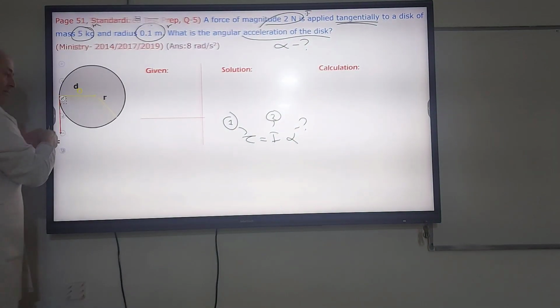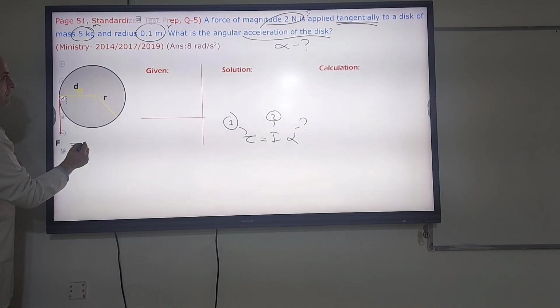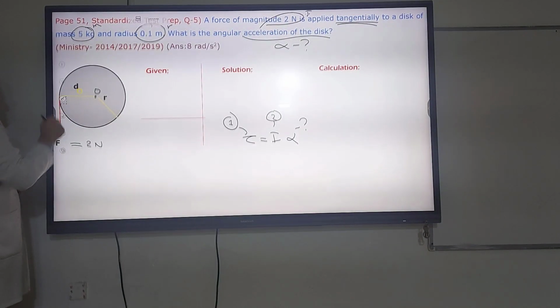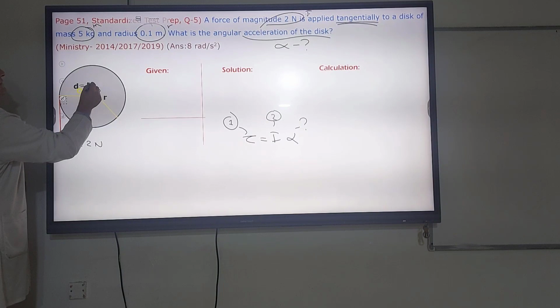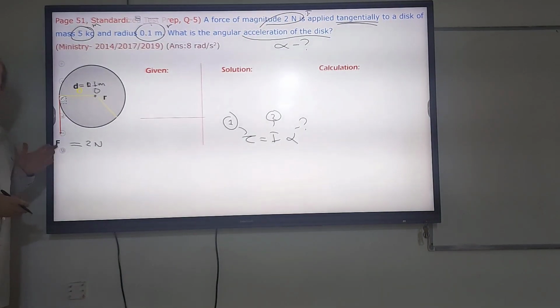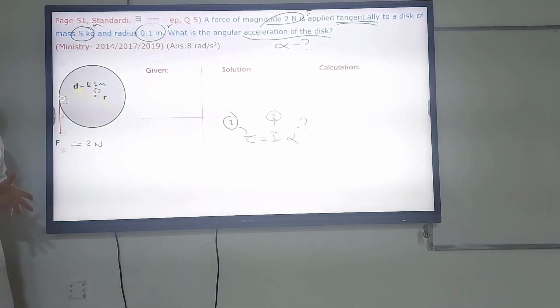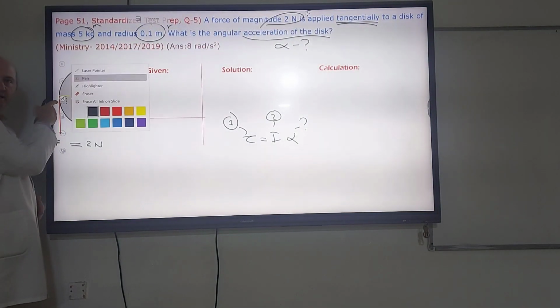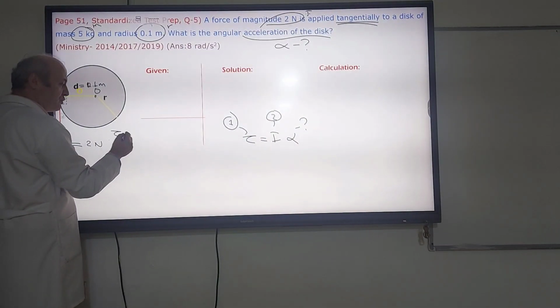So this is how it is applied: a force of 2 newtons, and this is the axis of rotation. The distance from the force to the axis of rotation is 0.1 meter. So I can calculate how much torque is produced on the disc by using the definition of torque. What was the equation? F r sine theta. Sine 90 is 1, so I don't need to write it. So I can find how much the torque produced is.